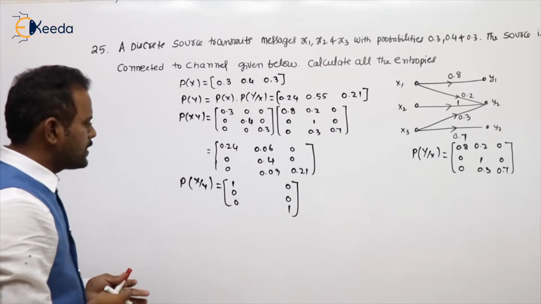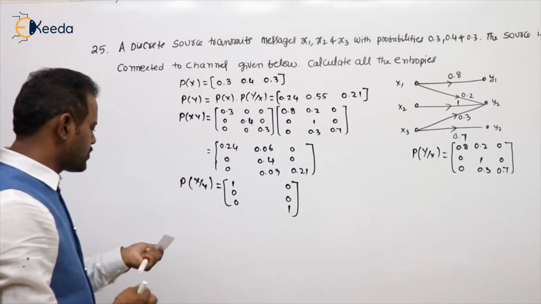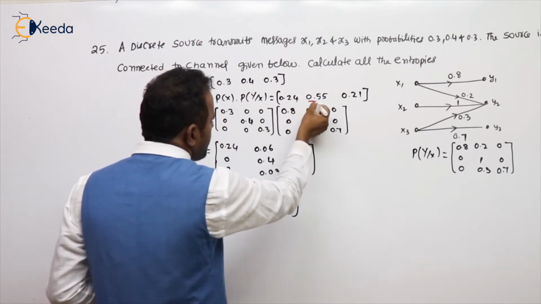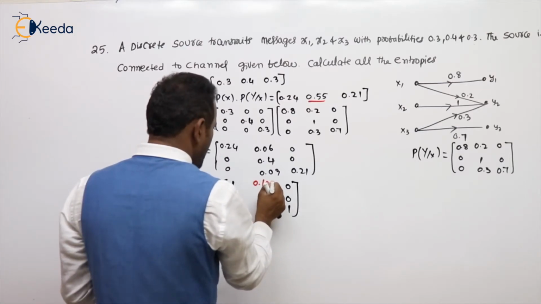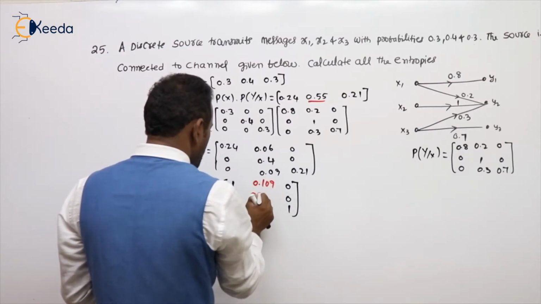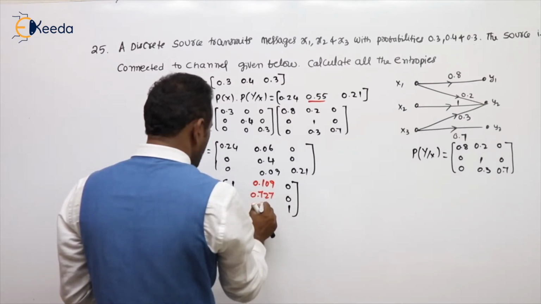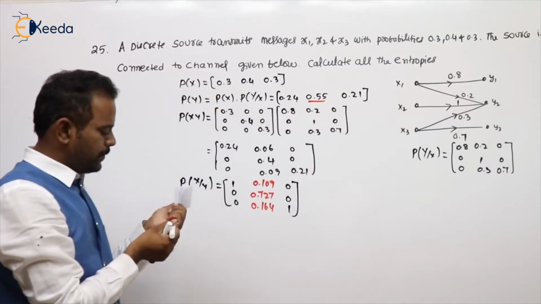And here some different values will come. Here 0.06 divided by 0.55, you will get 0.109. This value is 0.727. This value is 0.164. Division, you can divide it by y2.